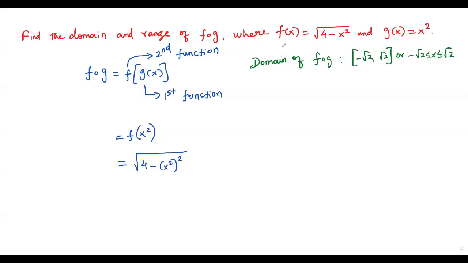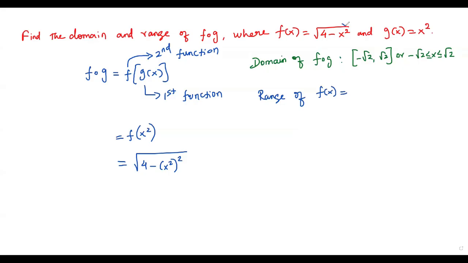Now to get the range of a composite function, first what I have to do is write the range of the second function. Here we have already discussed that f is the second function in this case. So let me write the range of the second function. That is, range of f of x equals what? Range of f of x is nothing but the values of this square root of 4 minus x square. So how do we get the range of values for this square root of 4 minus x square?